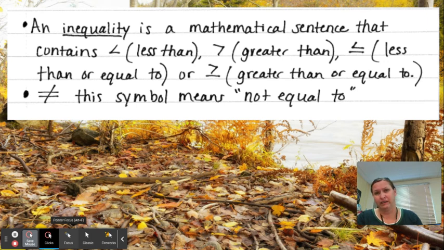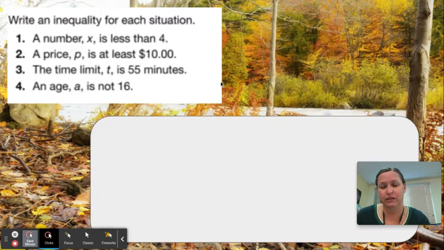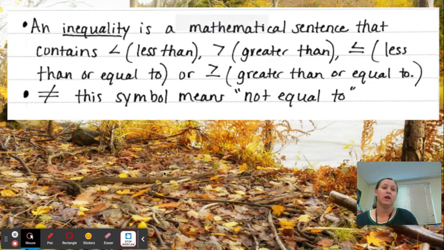An inequality is a mathematical sentence that contains less than, greater than, less than or equal to, greater than or equal to, and not equal to.